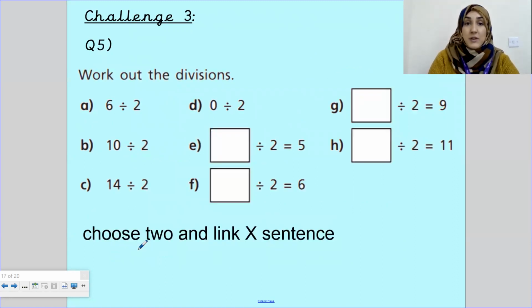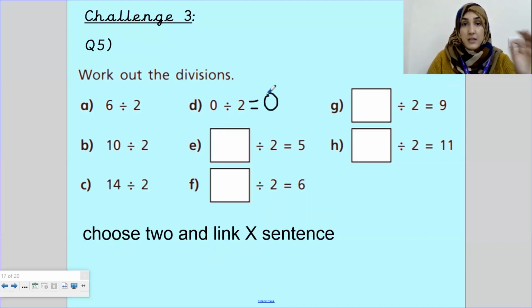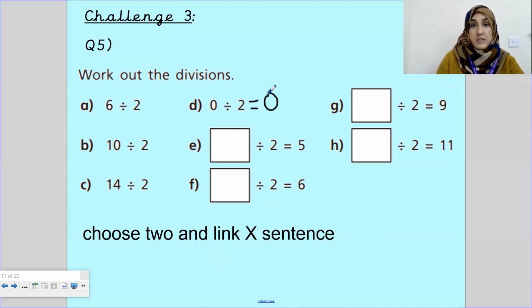Okay, challenge 3, question 5. For this one, Morris class, if you have 0 divided by 2 groups, the answer will still be 0. So when we have a 0 and it's either in division or in multiplication, the answer is always 0. Okay, so I've seen a few of your tapestries and a few children had a slight misconception. So anything multiplied by 0 equals 0. Okie dokie.